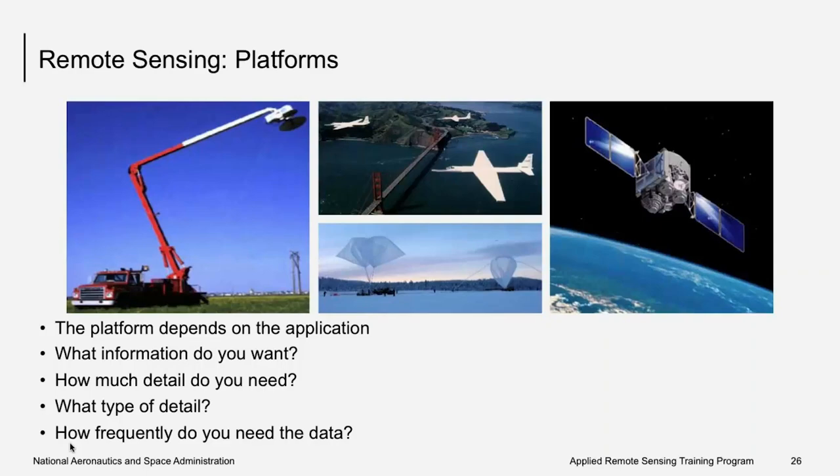Remote sensing instruments can be placed on many different platforms. Here you can see some examples. Your application will help you decide which platform is most useful to you. There are several questions that need to be answered to determine this, such as how much detail you need and how frequently you need this information. I will be focusing more on satellite remote sensing, so we are going to put our instrument on the satellite, and what we discuss in this webinar is related to the data we get from these sensors onboard satellites.